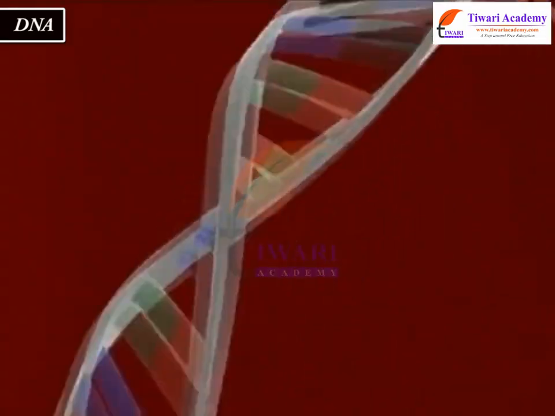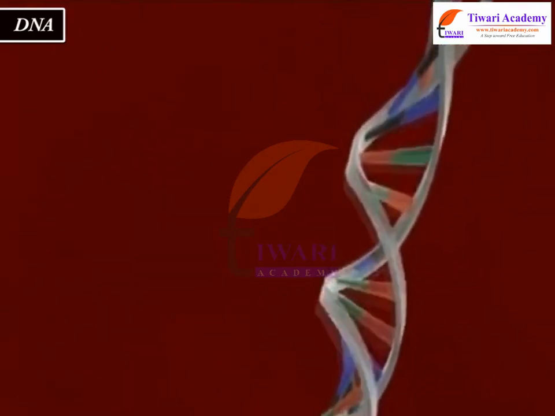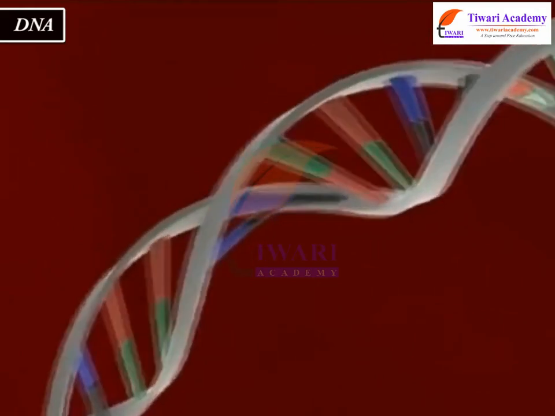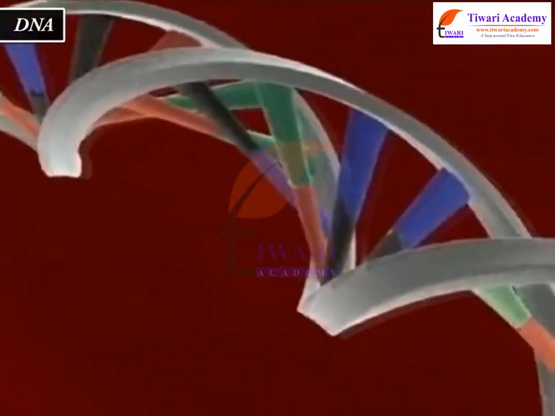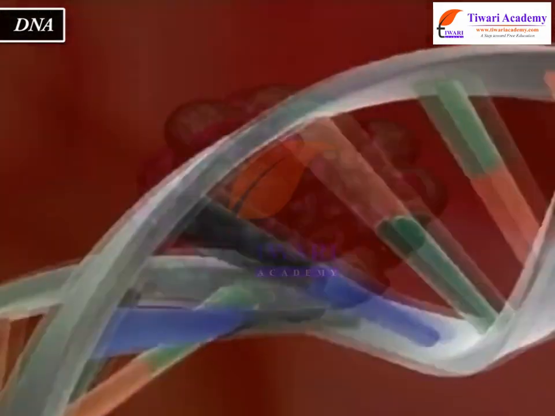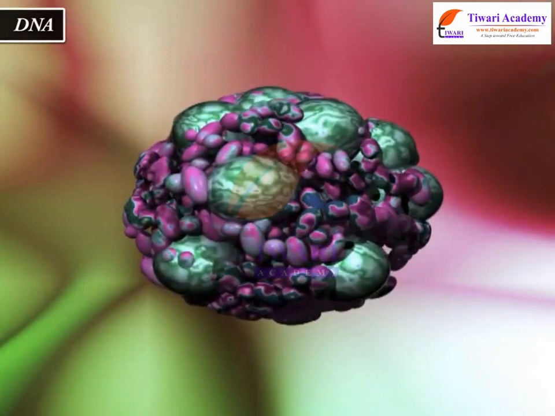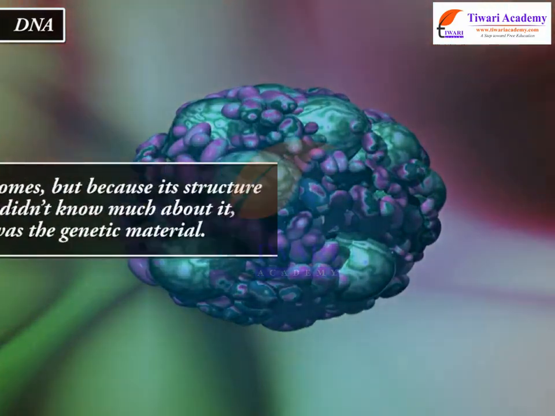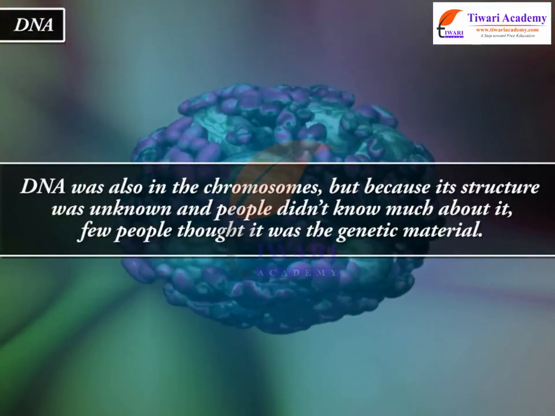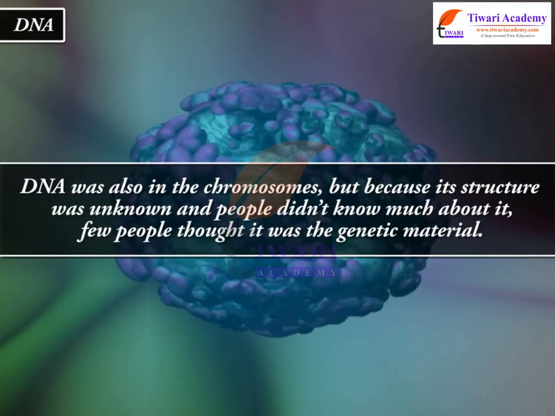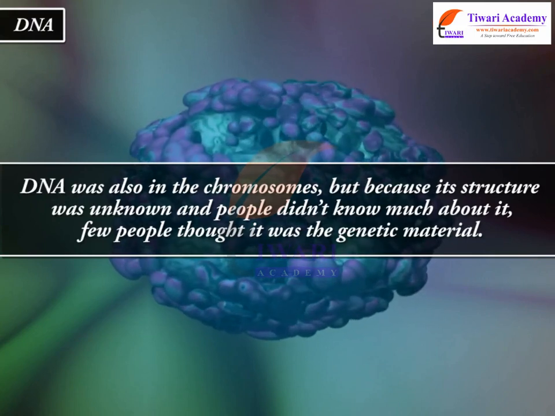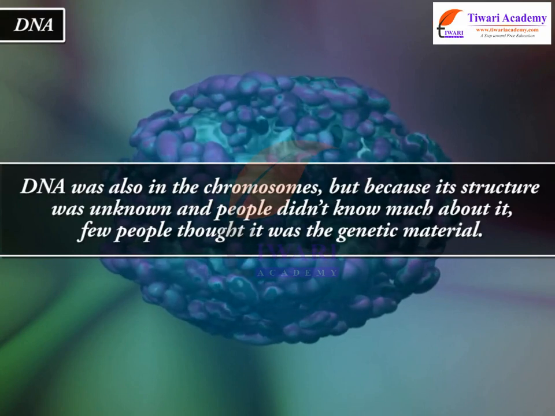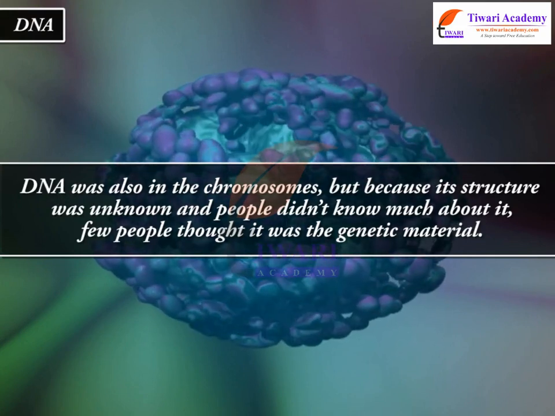When enough evidence was accumulated to confirm that chromosomes did indeed have something to do with genetics, most people thought that in some way the protein in the chromosomes served as the genetic material. People knew that DNA was also in the chromosomes, but because its structure was unknown and people didn't know much about it, few people thought it was the genetic material.